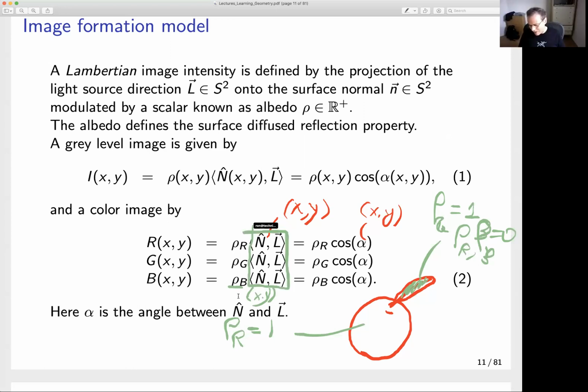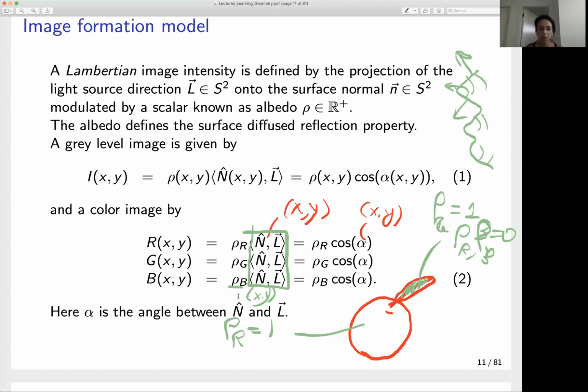Why? Because the normal, if I'm not looking at something uninteresting like a plane, if I'm looking at any object which has interesting topology or geometry, then the normal would change at each and every point on this surface. I'm assuming that the light source is the same for the same scene.